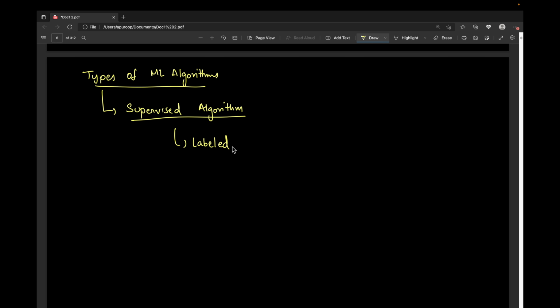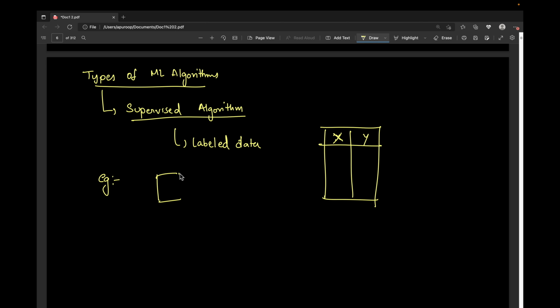So the first type of machine learning algorithms are called supervised learning algorithms. In supervised learning algorithms, we'll be having data, and the data will be labeled data. So what is labeled data? In labeled data, we'll have both input and output. Such kind of data where we have both input and output, we call it labeled data.